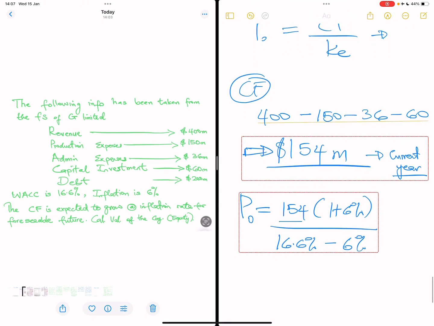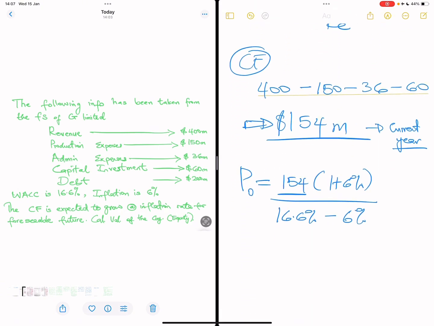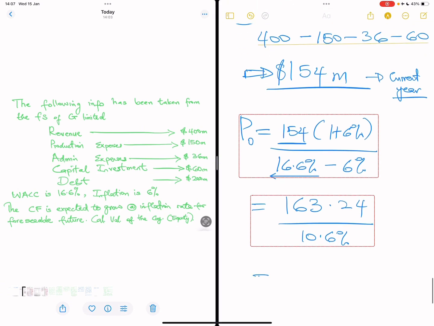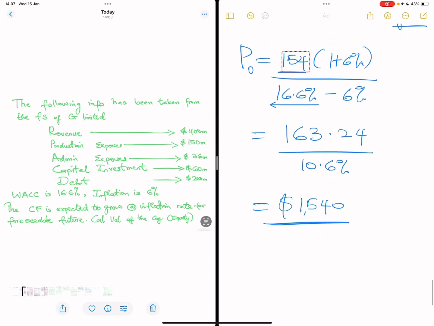Remember, the cash flow of 154 was generated using equity and debt, because there's a debt in the question, right? That is why we're also using WACC here and not just cost of equity. And if you put all of that together, we have 154 times 1.06, and that is 163.24 divided by 10.6%. So that's divided by 0.106, and that will give us 1,540. So that is the gross value of this company.